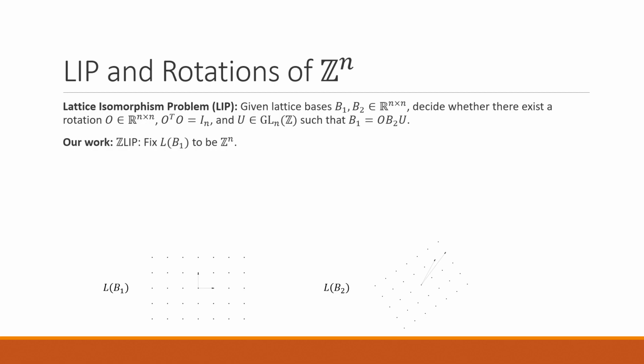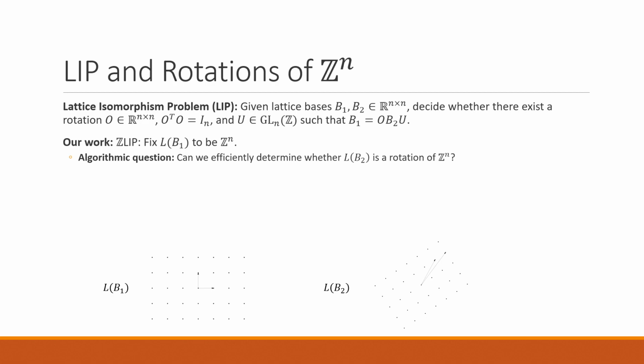Here's the picture. On the left, we just have Z^n. Again, you can think of the basis as just being the standard basis. On the right, we have a yes instance of the problem: some rotation of Z^n along with a non-orthogonal basis of it.